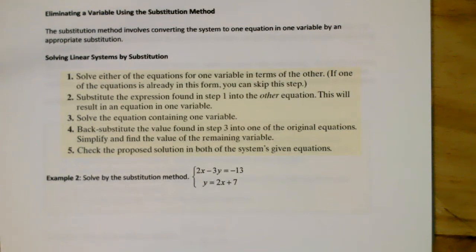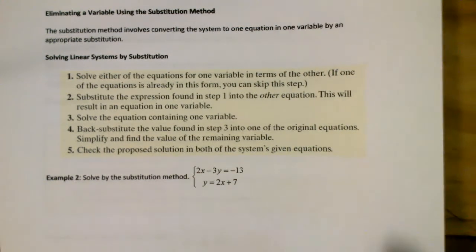Then step three is to solve the equation containing one variable. Then step number four, you're going to do back substitution. You're going to back substitute the value found in step three into one of the original equations. Then you're going to simplify and find the value of the remaining variable. And then step number five is to check your proposed solution in both of the given equations. You have to use the original equations that you started off with in order to do the check.